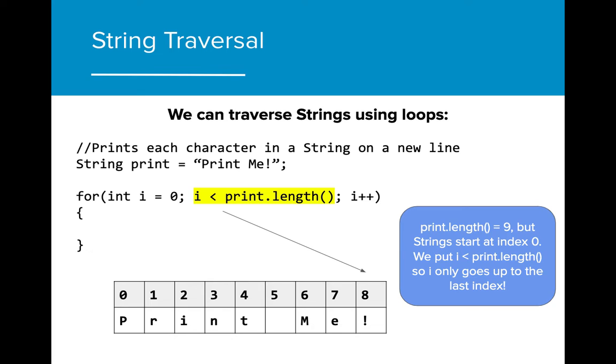We set the Boolean to less than print.length because we want i to stop iterating through the loop at the last index of the string. print.length evaluates to 9, the total number of characters in the string print. But strings start at index 0. As a result, this string only goes to index 8. If we want to ensure that this program ends at the end of the string, we need to set i is less than print.length. So the highest value of i that's included is 8.